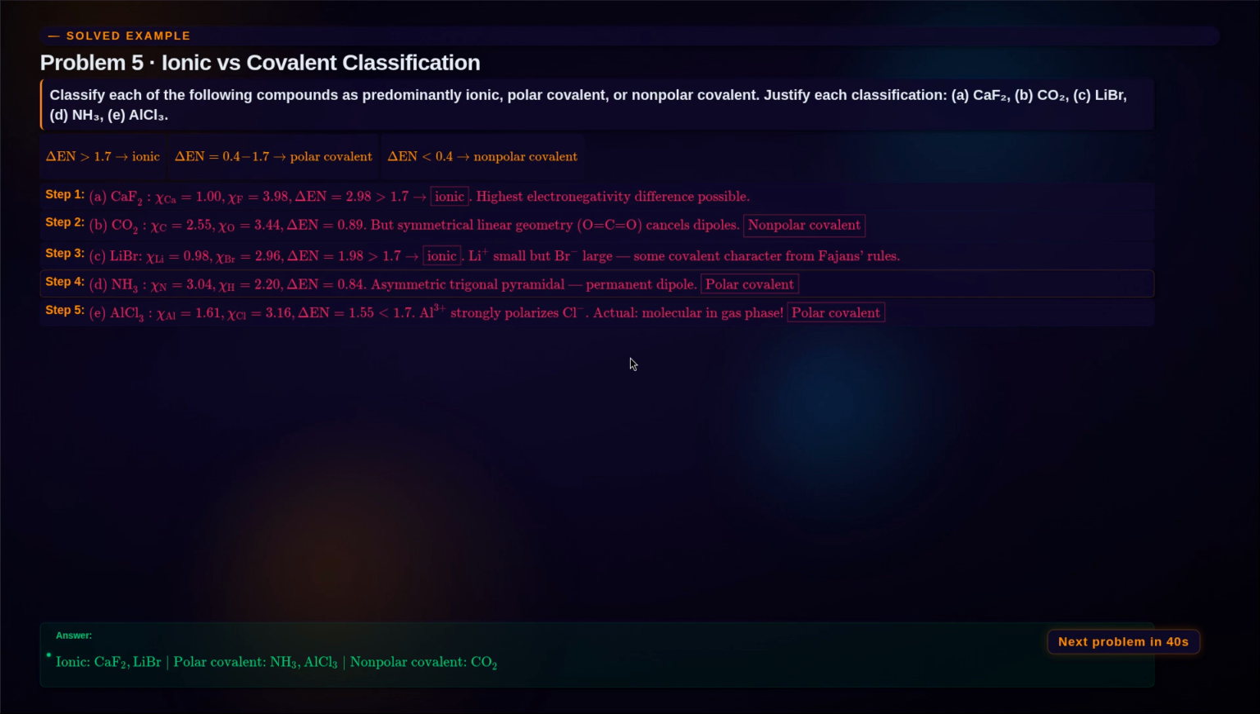Step 4. Atomic radius increases down group 1. Lithium at 152, potassium at 227, cesium at 265 picometers. The order of increasing radius is lithium, potassium, cesium.